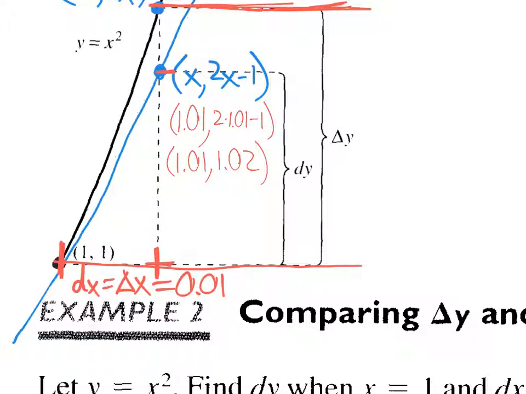That's the height. 1.02. Well, just the y-coordinate, it's just the 0.02. The difference, the dy, is the difference between our approximation and the point that we knew. So we had it at 1, it has to go up 0.02.